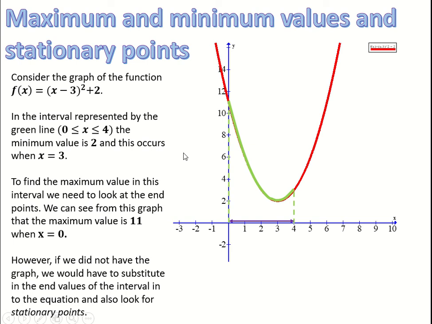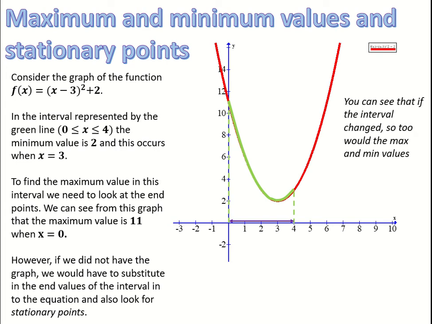If we take this graph away entirely, and all you have is the function and this interval, then you'd have to differentiate, in which case you'd find the minimum turning point, and then you'd have to substitute in the two end values of the interval and find out what happens there. You would see that the lowest value would be that stationary point, and the highest value would occur when x is 0. So you've got two options there: draw the graph, or do it through algebra and differentiation.